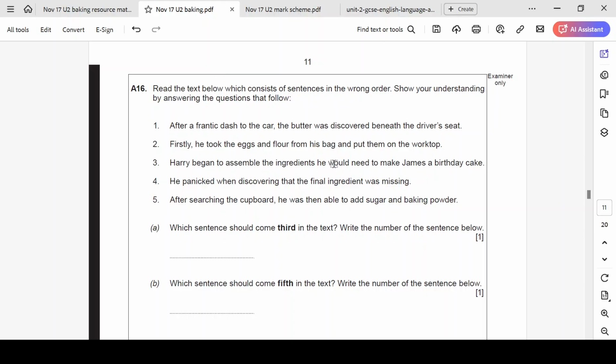Harry began to assemble the ingredients he would need to make James a birthday cake. Feels like the beginning of a story. I know this one says firstly, so that feels like it's going to come quite early, but I don't think it makes sense for that to come before this one, because again, it uses a pronoun, and I don't know if this is my first sentence in a story or in a paragraph. It doesn't make sense really to have he before I name him. So I think 3 comes first. Harry began to assemble the ingredients he would need to make James a birthday cake. Firstly, he took the eggs, so I think that one comes first.